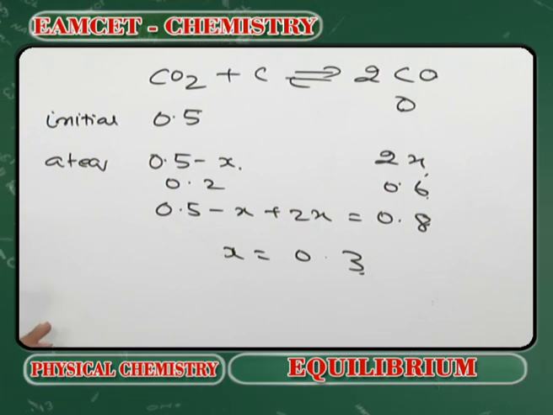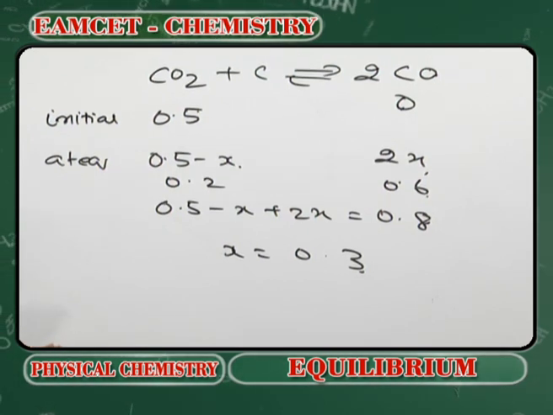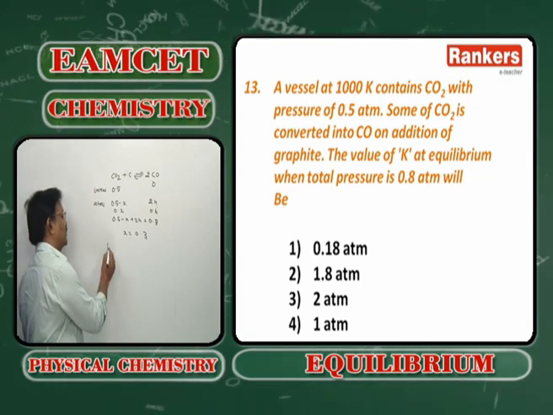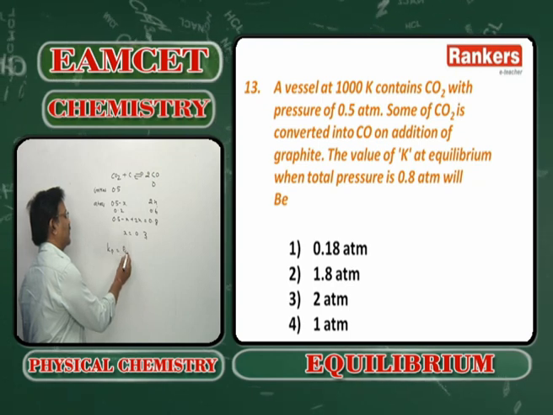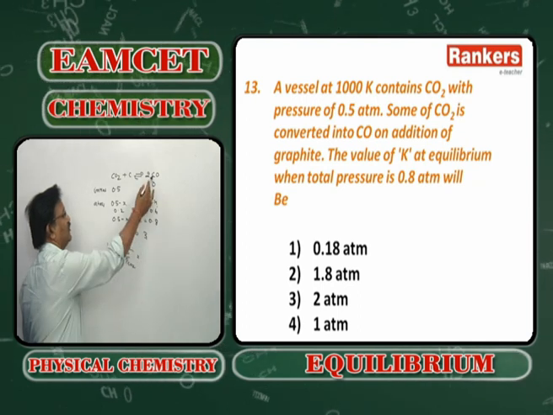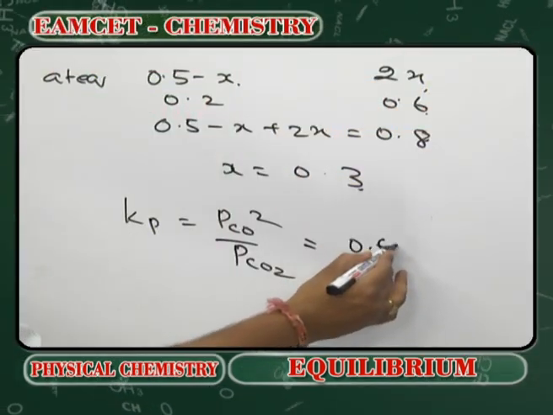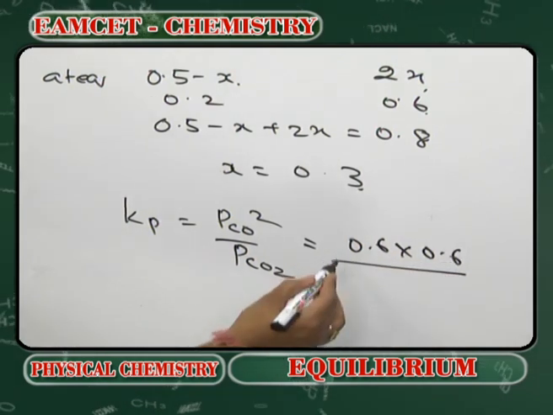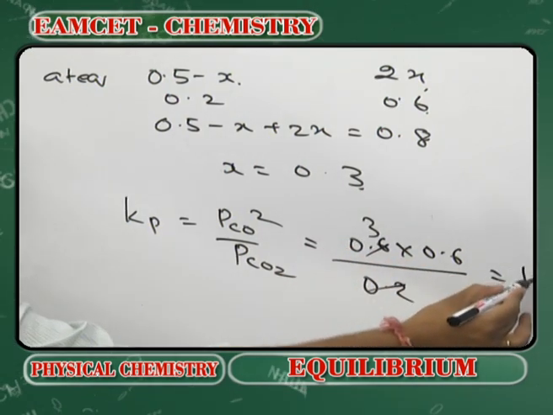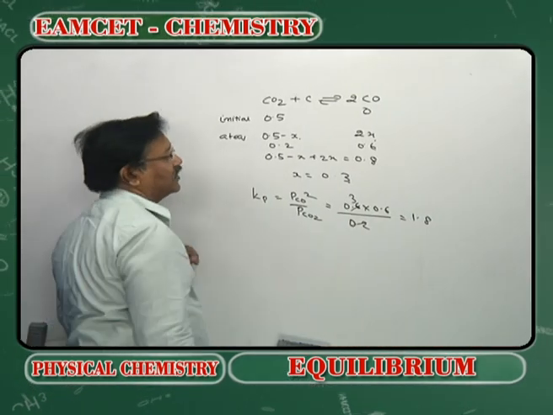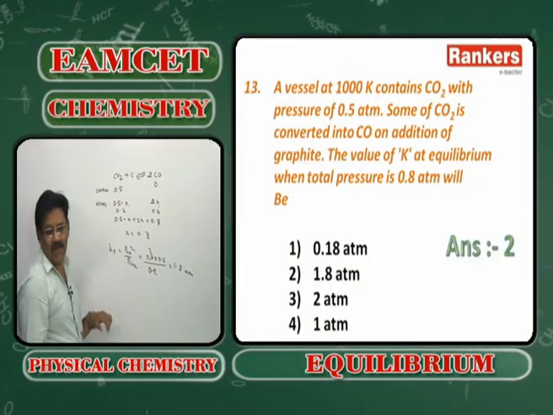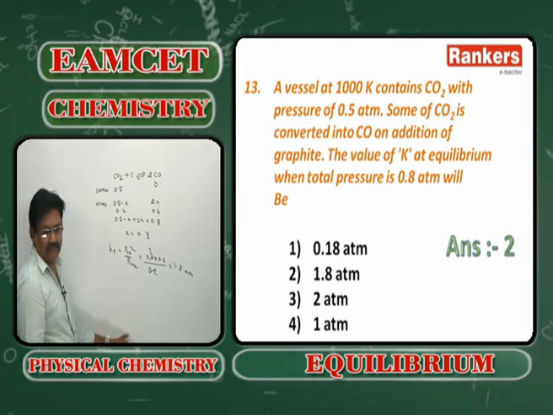So what is the question? The value of Kp at equilibrium. Kp is equal to the partial pressure of CO squared by the partial pressure of CO2. What is the pressure due to CO here? 2x means 0.6. So 0.6 into 0.6 by 0.2, that is 1.8 atmospheres. Option 2 is the answer. Next.